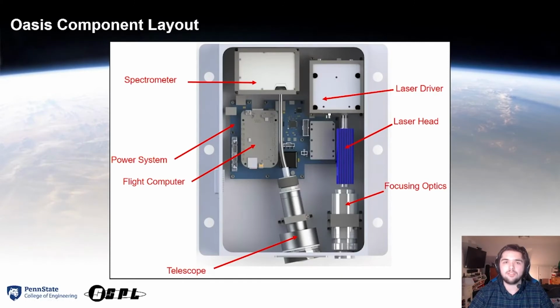Shown here is a top-down view of the OASIS payload without the lid to give a clearer picture of component layout. Starting at the top, we have the spectrometer and laser driver, connected to their respective optical systems through fiber optic cable and laser head. The spectrometer telescope is intentionally angled inwards towards the focusing optics for reasons to be discussed in the science and optics section. Lastly, the power system and flight computer are mounted to the housing beneath the fiber optic cable to save space within the payload.